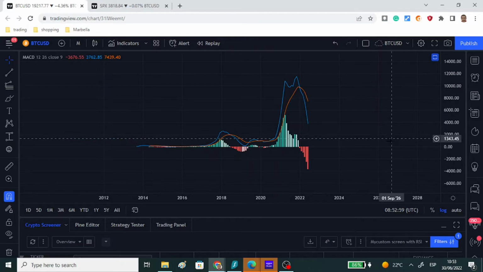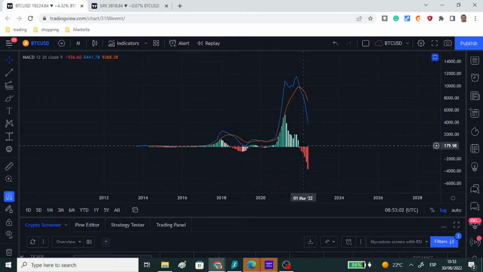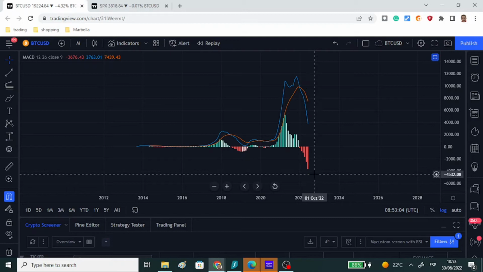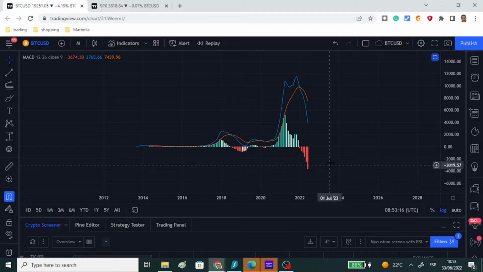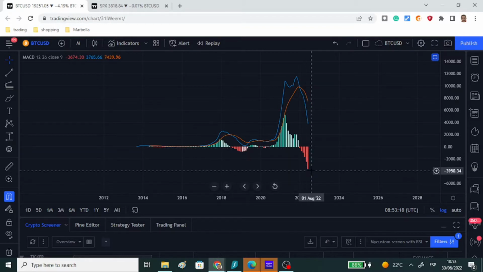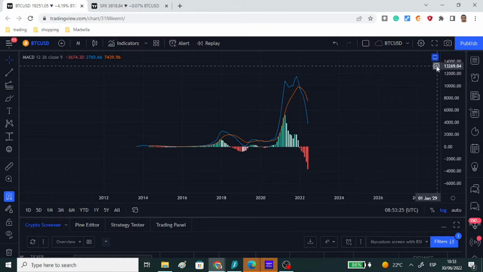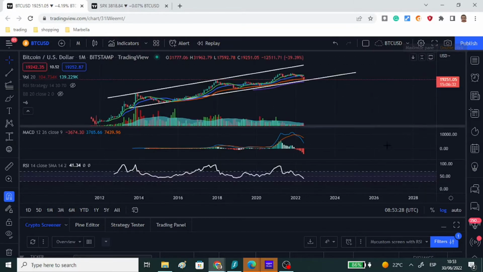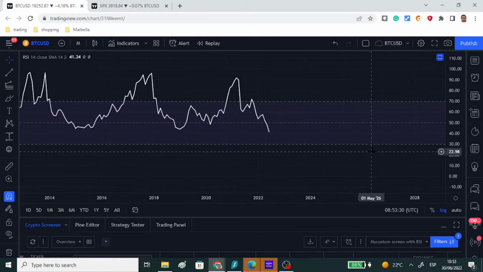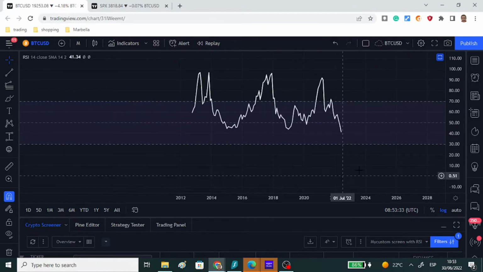But let's have a look at the MACD here. Very bearish. As you can see here, the histogram is really down. So it's probably going to take a couple of months. I assume towards the end of this year or next year for the histogram to kind of go back into shape and curve up and naturally go up. And then the RSI, again, RSI.